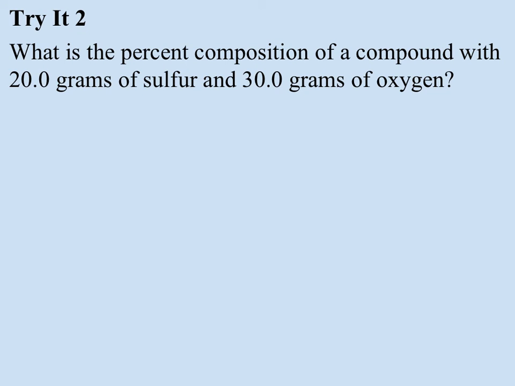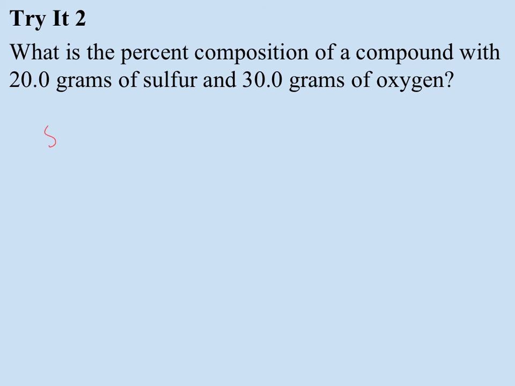Here's another one for you to try. What is the percent composition of a compound with 20 grams of sulfur and 30 grams of oxygen? And because it doesn't say which element to find, it says the percent composition, that's indicating they want to know the percentage of each element in there.